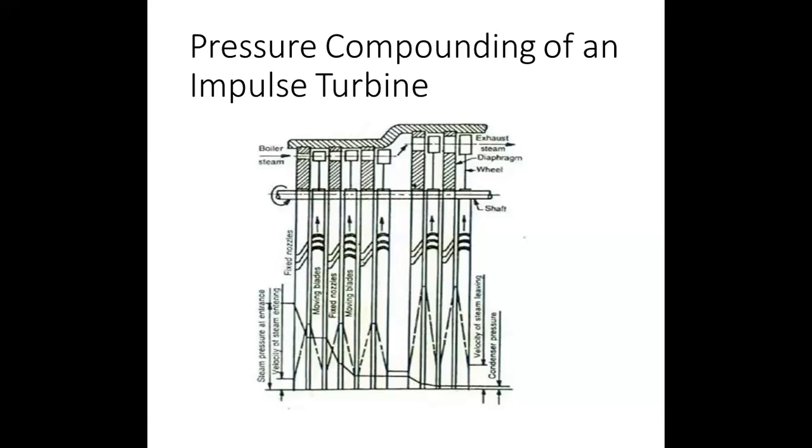It may be noted from the figure that by arranging a small pressure drop per stage, the velocity of steam entering the moving blades, and hence the speed of the rotor, is reduced.